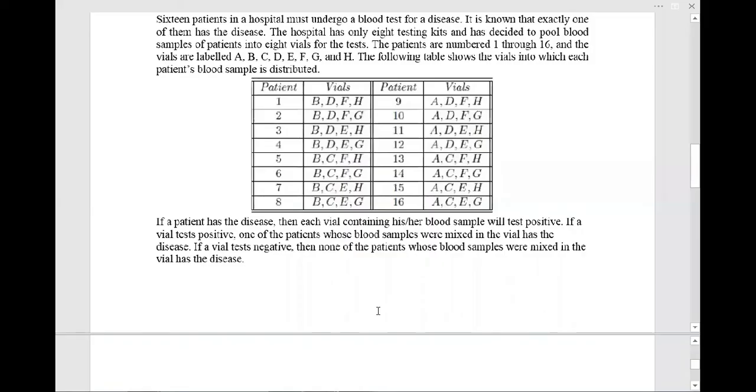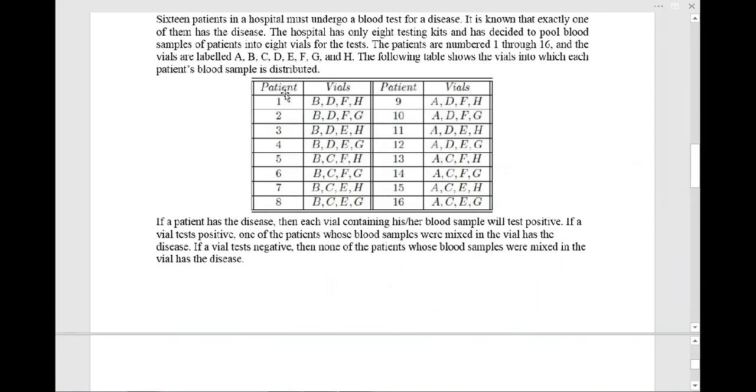Look at the set. 16 patients in a hospital undergo a blood test for a disease. It is known that exactly one of them has the disease. The hospital has only 8 test kits and has decided to put blood samples of patients in 8 vials for the test. The patients are numbered from 1 to 16 and the vials labelled as A, B, C, D, E, F, G, H. The following table shows the vials into which each patient's blood sample is distributed.